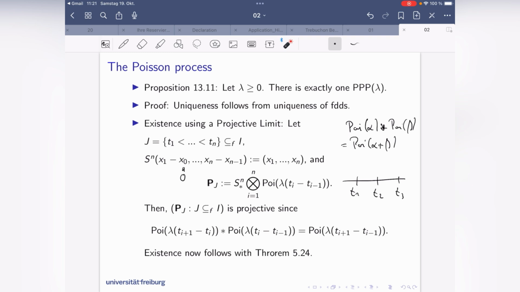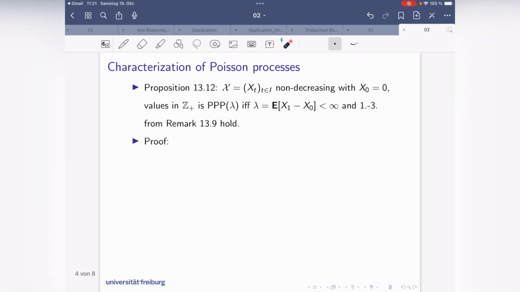And by this property, which I also recall here, I have the projective property, which means the Poisson point process exists in the sense its distribution exists. Okay, that's for starters. Then let's come to some properties.